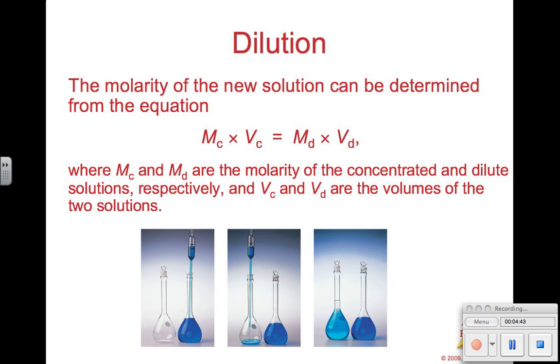Let's say my stock solution for hydrochloric acid is always 12 molar. I want to know what volume of that 12 molar stock solution I need to take so that I could then make this solution. So I would solve for VC. I would move the MC over to the other side of the equation and then solve for VC, just basic algebra when manipulating this equation.